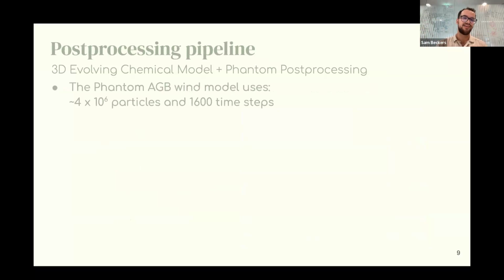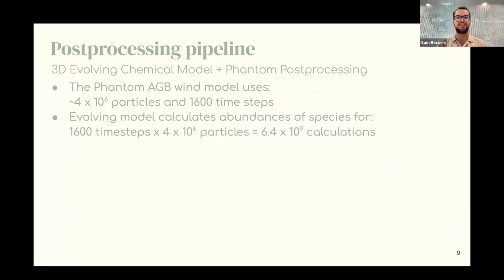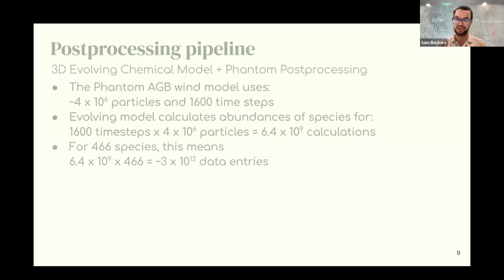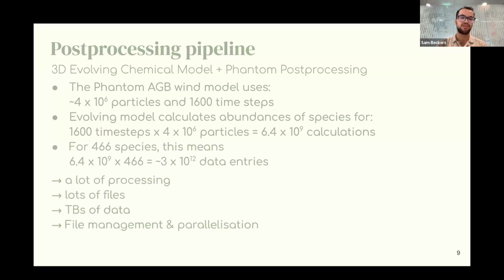And for that, a typical Phantom HB wind model uses like 4 million particles and 1600 time steps. The evolving model calculates those abundances of the species for each particle at each time step. So that totals to 6 billion calculations. If we also multiply that by the amount of species, we get 3 trillion data entries. So that is quite a lot of processing and a lot of files, terabytes of data. For that, we needed to do quite a lot of file management and also introduce some parallel workflows.